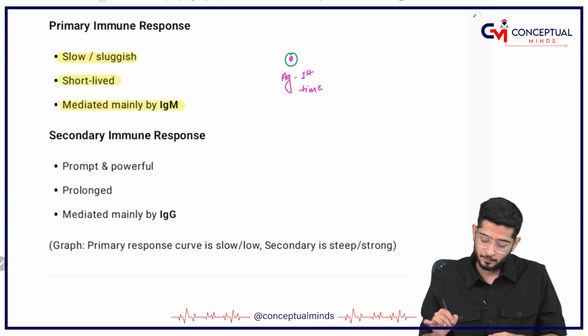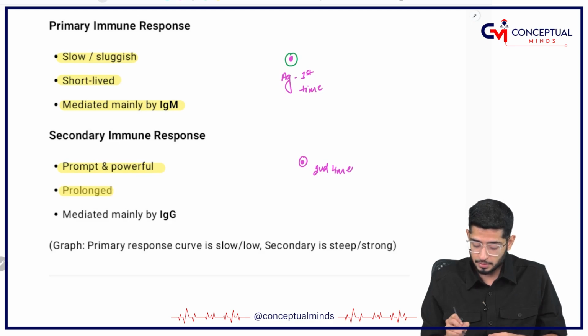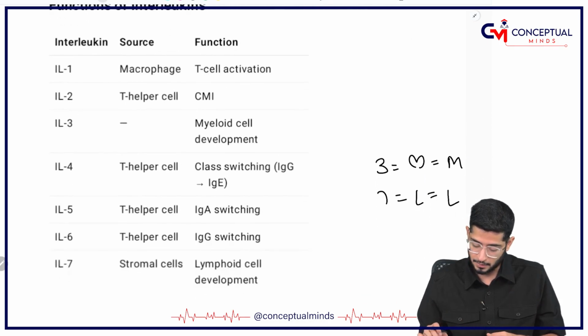Whereas the secondary one, if this antigen is going to enter your body for the second time, now the response is going to be prompt, it is going to be powerful, it is going to be for a larger duration, prolonged, and it is mediated by IgG. Okay, like that you have to remember.